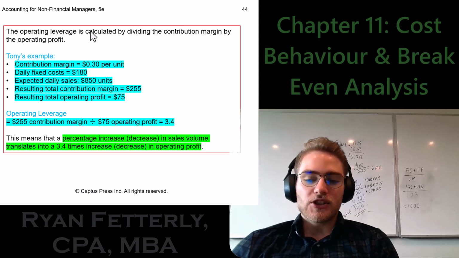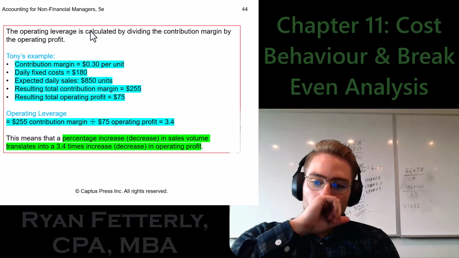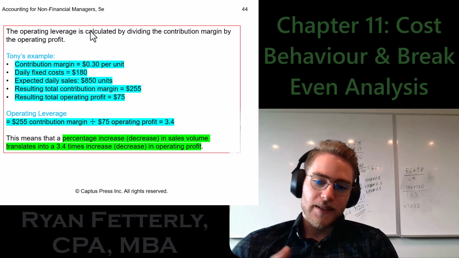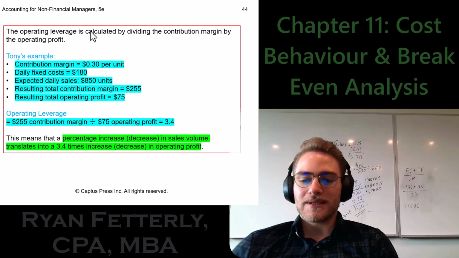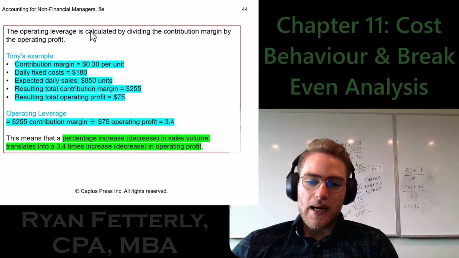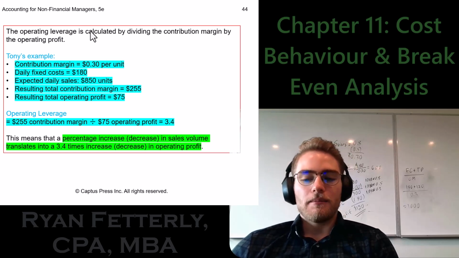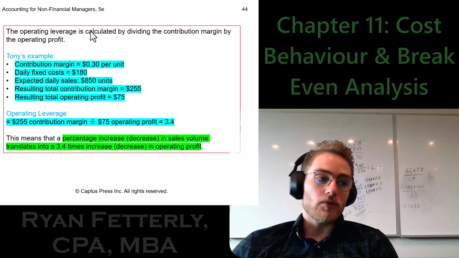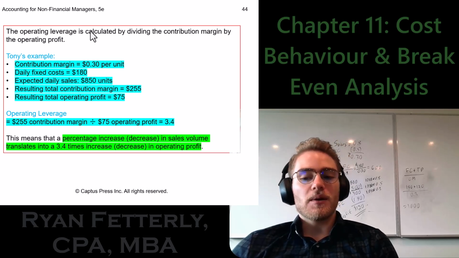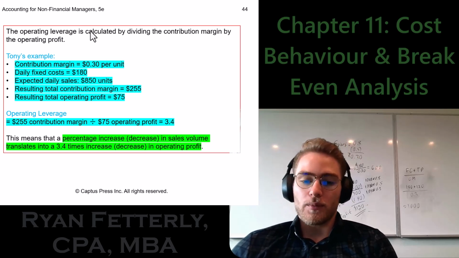So what is the relationship between our contribution margin and our operating profit? Well, in this case, it's 3.4, okay? This means that a percentage increase in sales volume translates to a 3.4 times increase in operating profit. Interesting. So if, say, our sales volume goes up by 1%, this ratio means that our operating profit would go up by 3.4%. If our sales volume went down by 1%, our operating profit would drop by 3.4%, right?